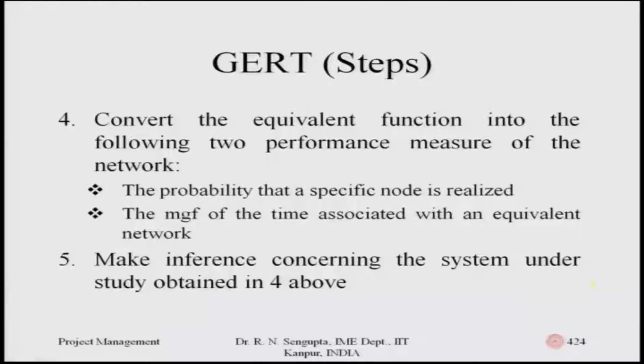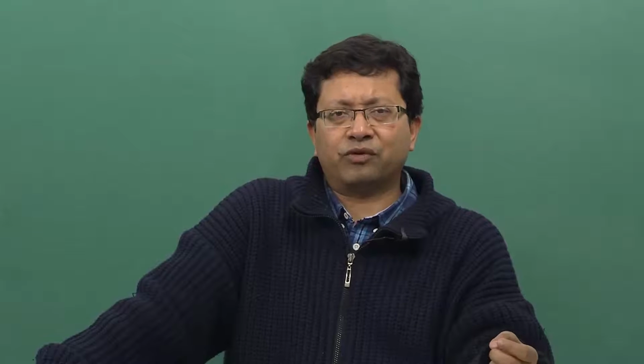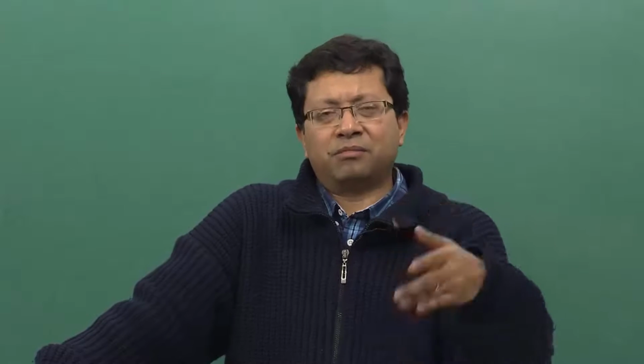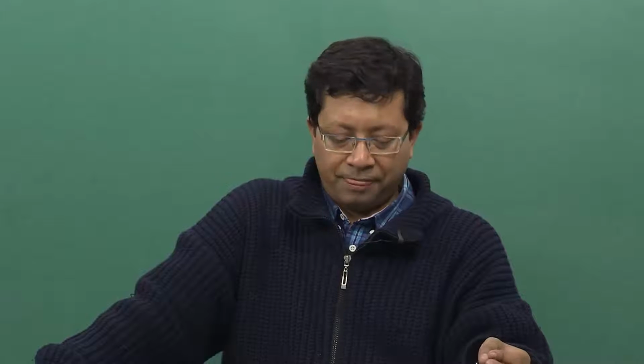One is the probability that a specific node is realized, that would come from the probability function. So, whether the probability is 0.1, 0.2, it has something to do with the critical index, if you remember, in the simulation of the PERT network. It is not redirected, but I thought I would mention it so that such things are much clearer.